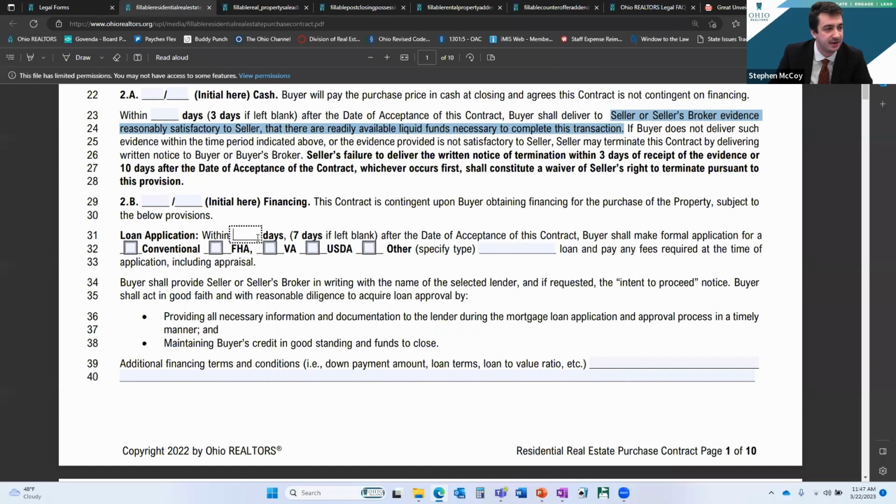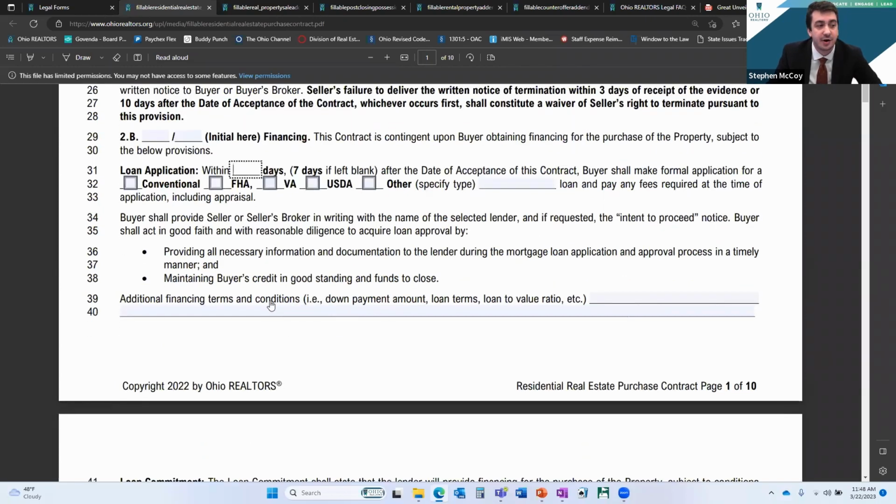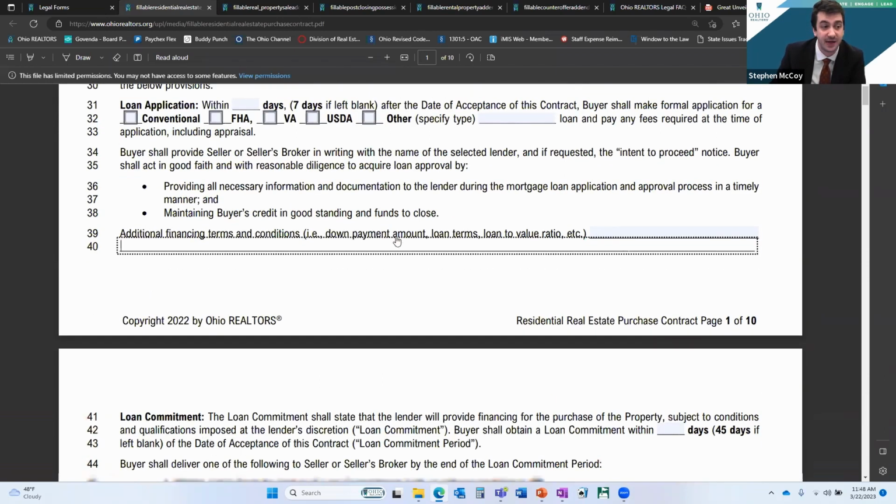So you will put the number of days there if 7 isn't satisfactory or if it's different. You'll check mark the appropriate loan product that's being asked for by the buyer. And then you're able to put additional financing terms and conditions. This isn't required, but there are some parts of the state where it may be advantageous for buyers to include their down payment amount or some of the loan terms, including the loan to value ratio, to help make their offer a little more attractive. So that's an option there. Some parts of the state incorporate that.